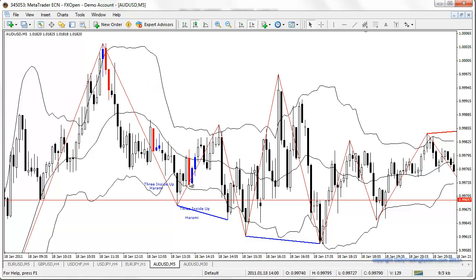We're in the middle of the Bollinger Bands as well. So let's take a look. Here is your Harami. You can go long on the second bar, or you can wait until the third one. The third one does come through, and it doesn't go up much. It goes up like 3.1 pips.